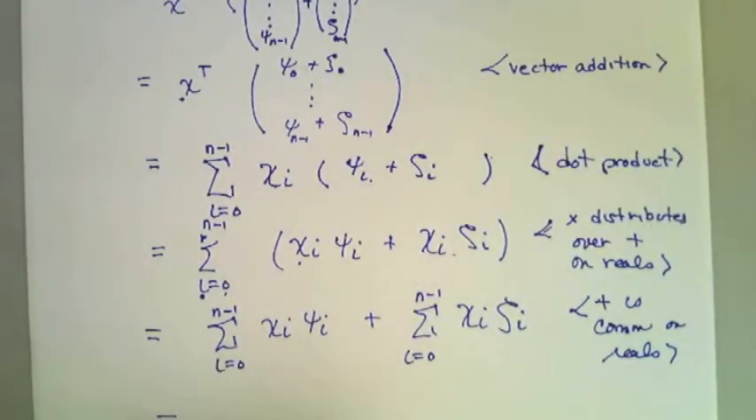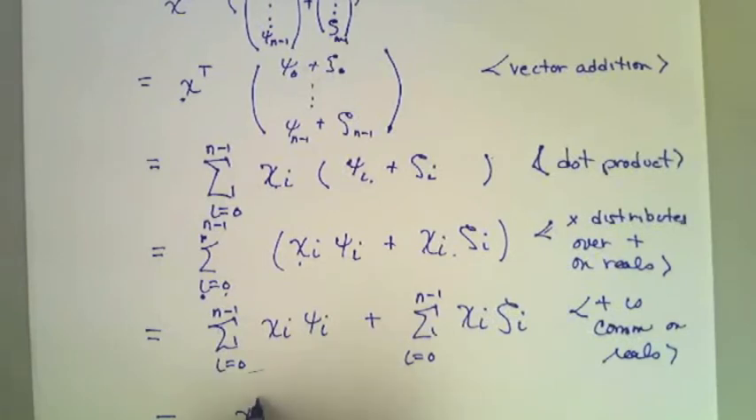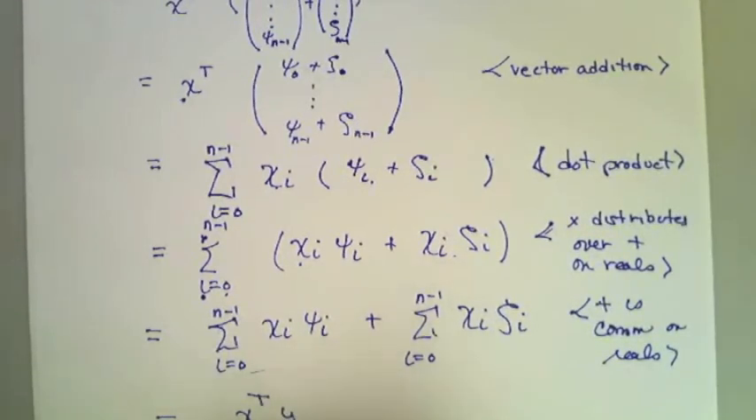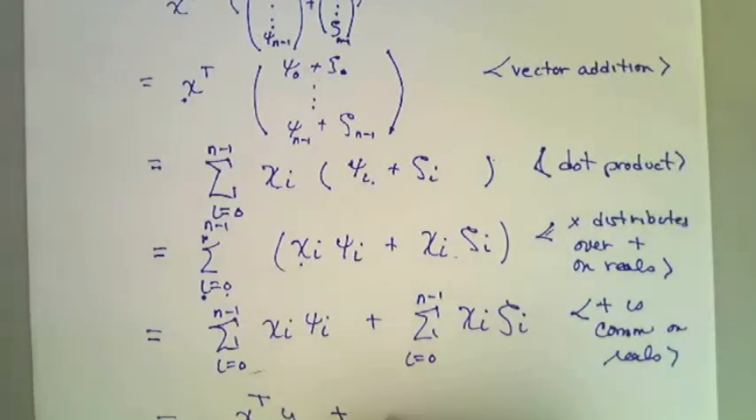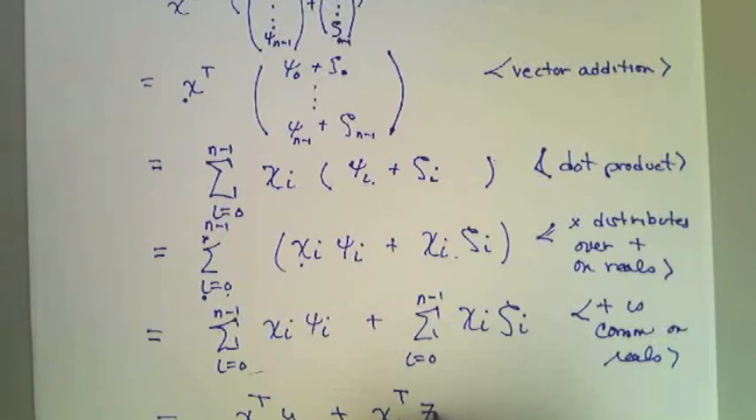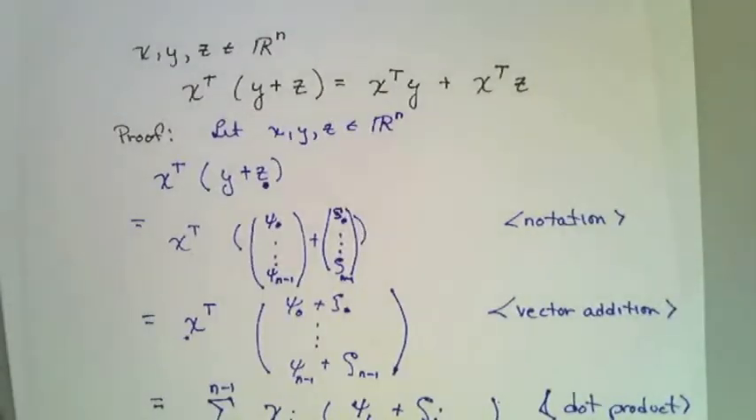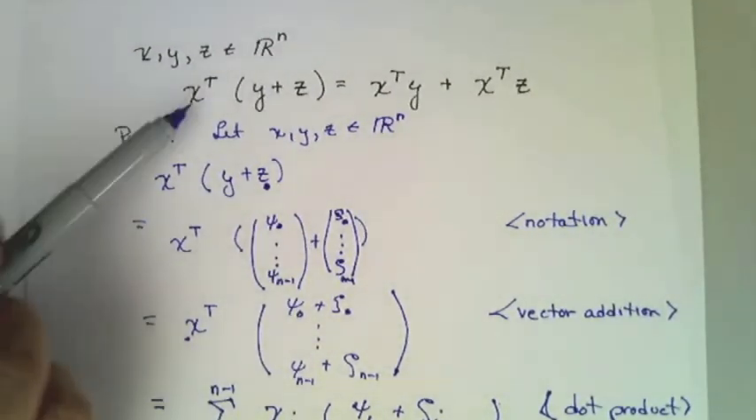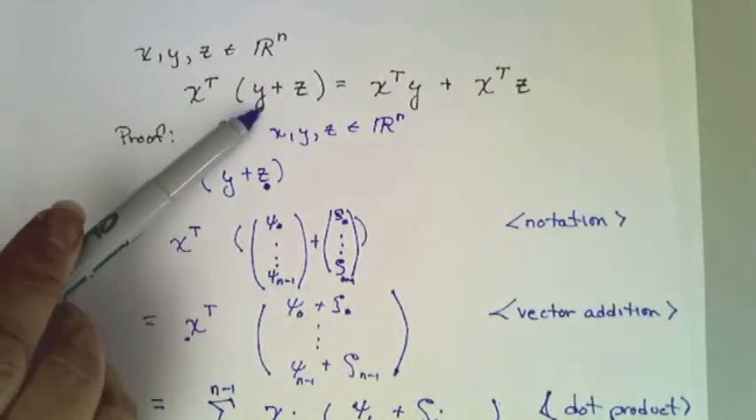Now, what do we have here? This is just the dot product of x with y. And this is just the dot product of x with z. And so we're done. It's always true that the dot product distributes over vector addition.